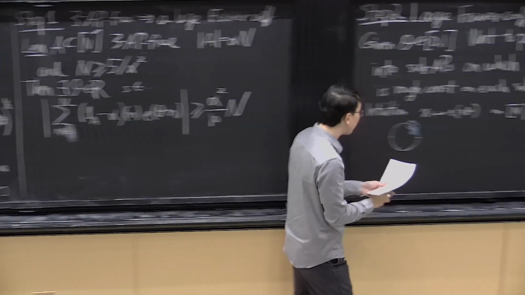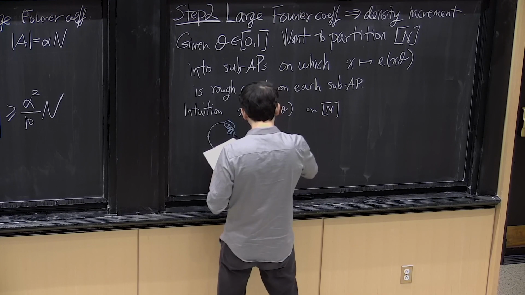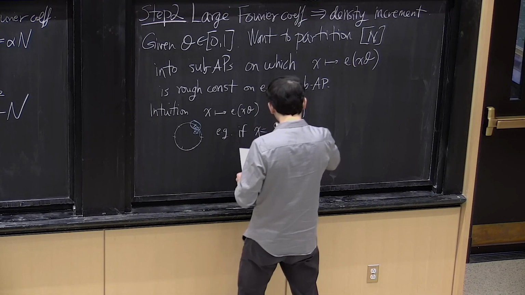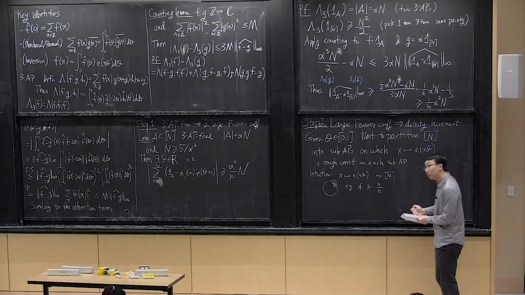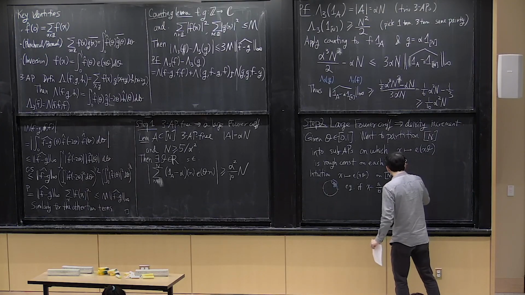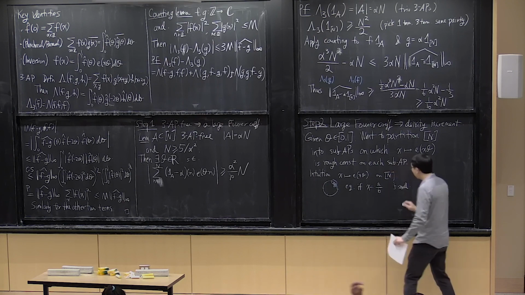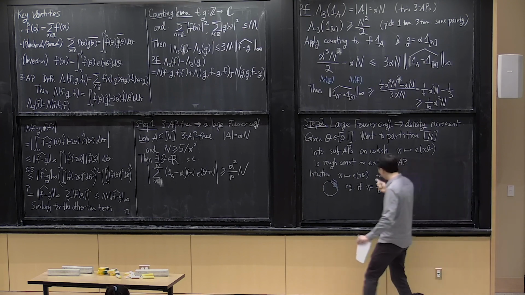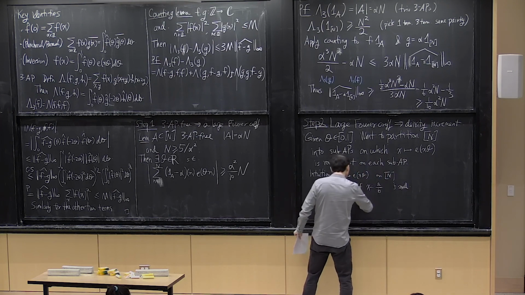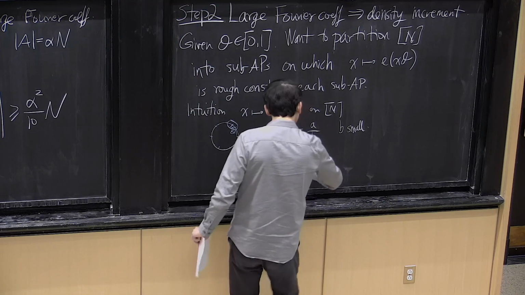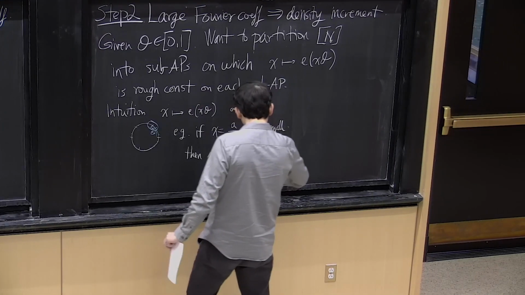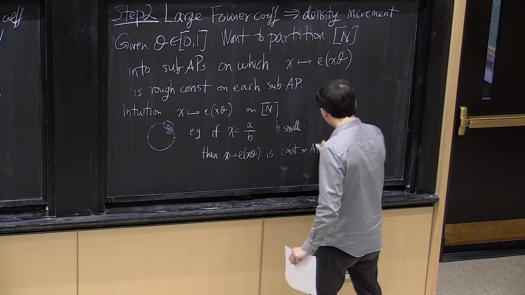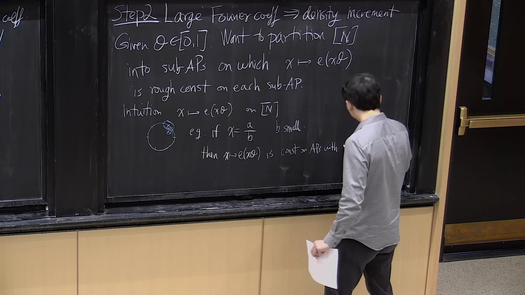So in the extreme case of this, where it is very easy to see, is if x is some rational number, a over b, with b fairly small, then this character is actually constant on APs with common difference b.